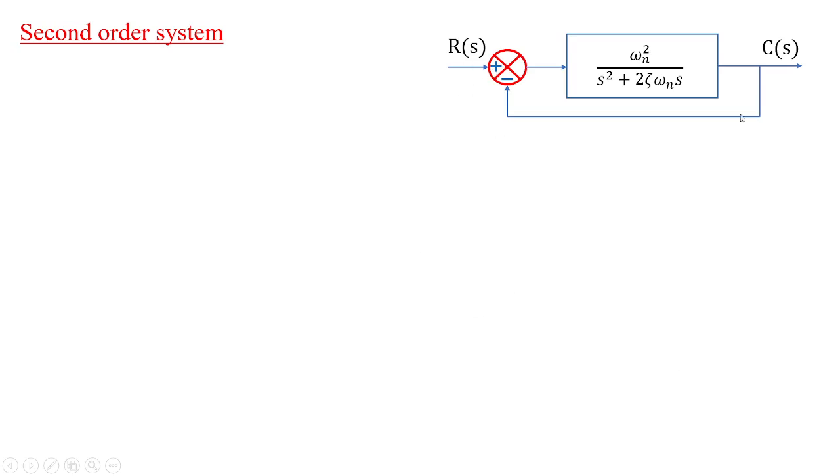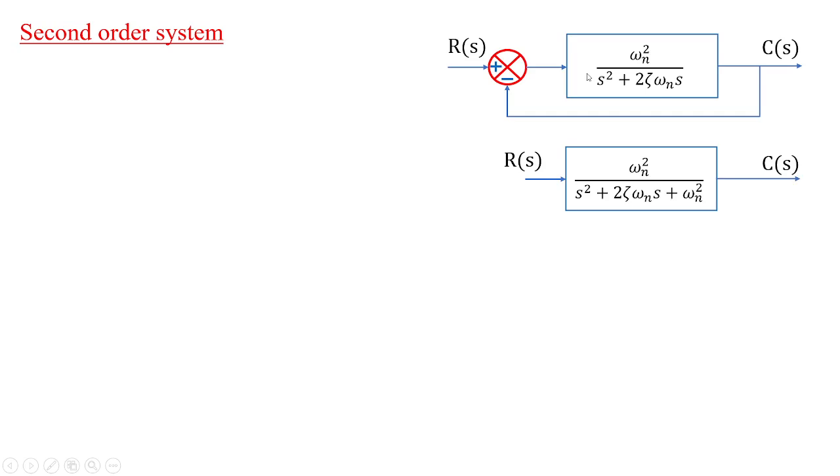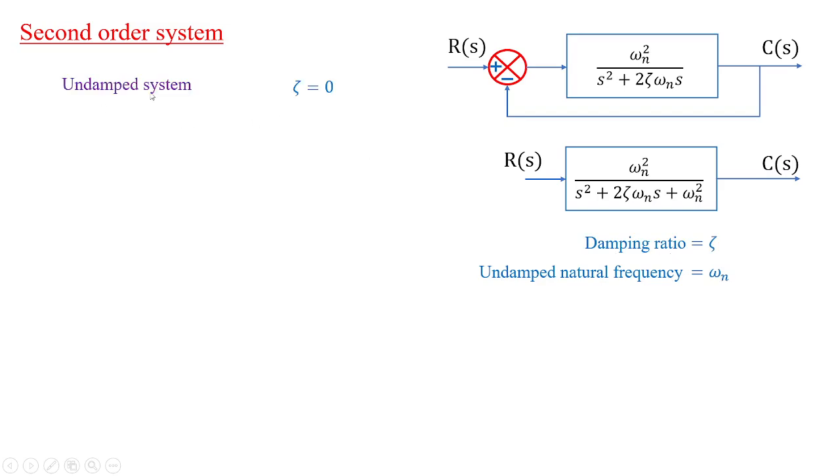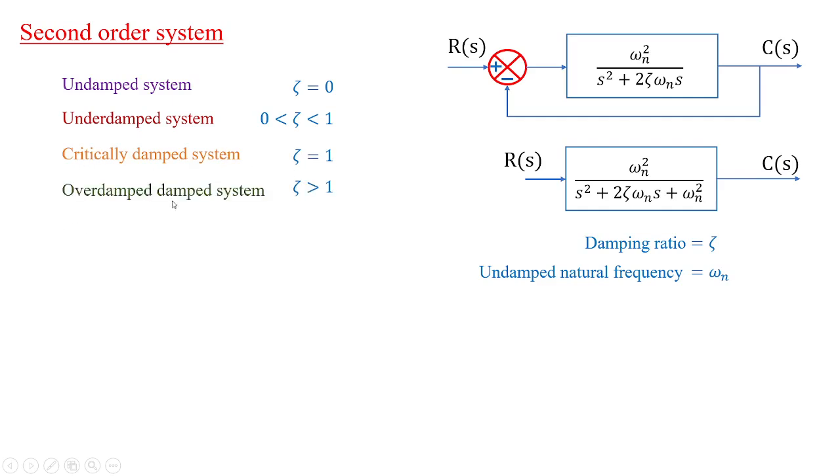You can see a closed loop second order system is shown by this particular block diagram, where you can get the transfer function in terms of C of s by R of s, which will be given as omega n square by s square plus 2 zeta omega n s plus omega n square, where omega n is known as undamped natural frequency and zeta is treated as damping ratio. Now, for undamped system, as we have seen in our previous class, we have to make zeta equal to 0. And for underdamped system, the variation of zeta is from 0 to 1. For critically damped system, the value of zeta is exactly equal to 1. And for overdamped system, the zeta value is greater than 1.